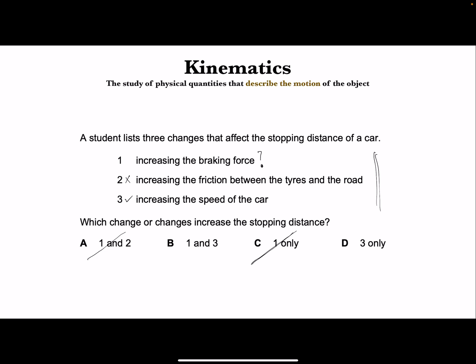So now I know that one has to be wrong. So I get rid of option B, and I choose D. But even if you didn't know about one, then it's just a 50-50. Pick B or D.